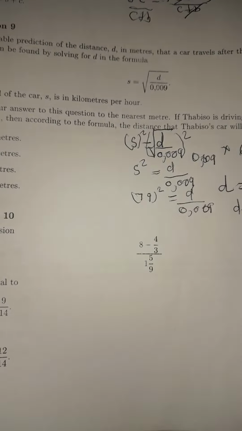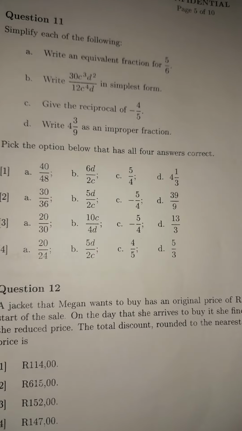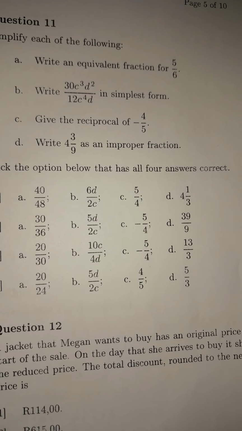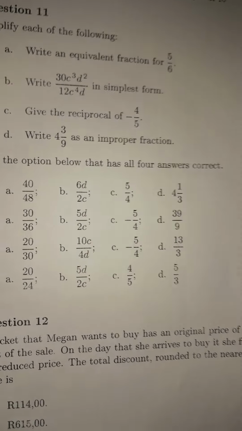Now we are going to the last question of our video, which is question 11. They say simplify each of the following. So we need an equivalent fraction for 5 over 6. Let's try the first one there. We have 40 over 48. Yeah, it does give you 5 over 6. Then let's simplify this, 30 divided by 12. 5 over 2. Yes, it gives you 5 over 2. So it doesn't correspond with this, because here it's 6 over 2. Definitely this is incorrect. Let's try option 2.